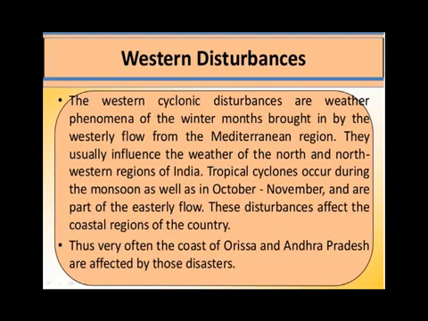Now, what are western cyclonic disturbances? Western cyclonic disturbances are also a type of wind that originates from the Mediterranean region or Mediterranean Sea. After crossing Iran, Iraq and Pakistan, this wind enters India and affects the climate of India. Generally during the winter season, we receive rainfall as well as snowfall in the Himalayas due to western disturbances. This rainfall is very helpful for our crop, the Rabi crop.